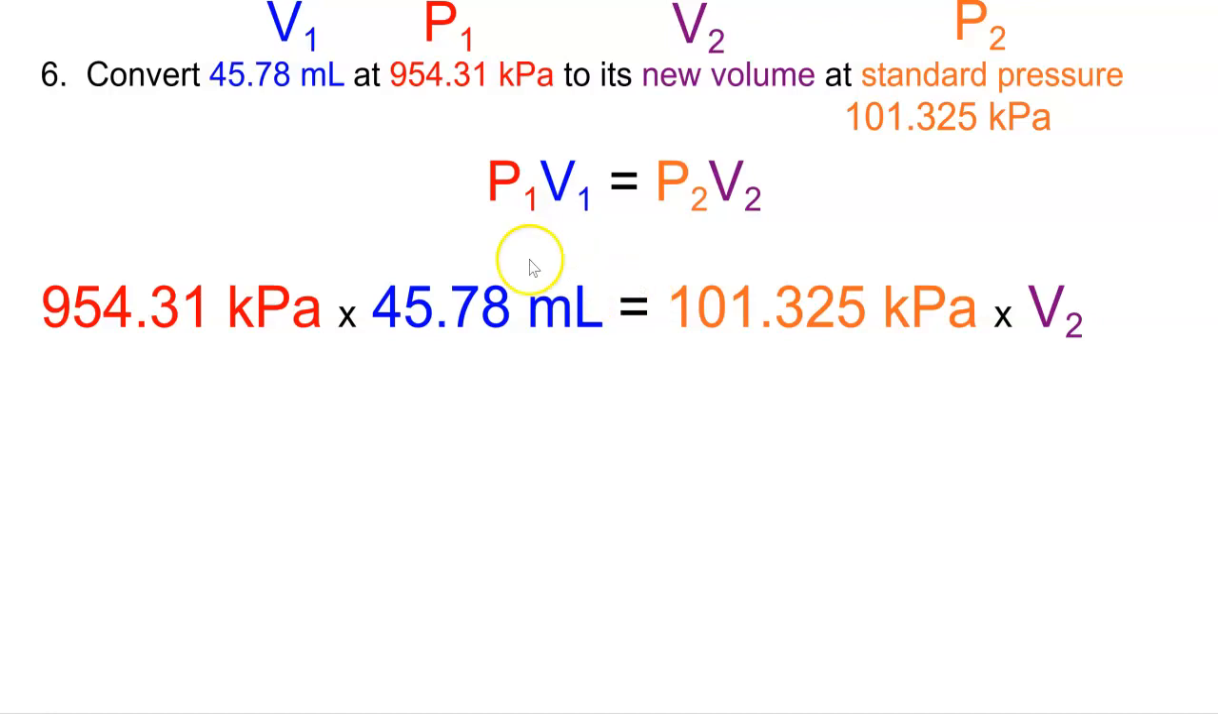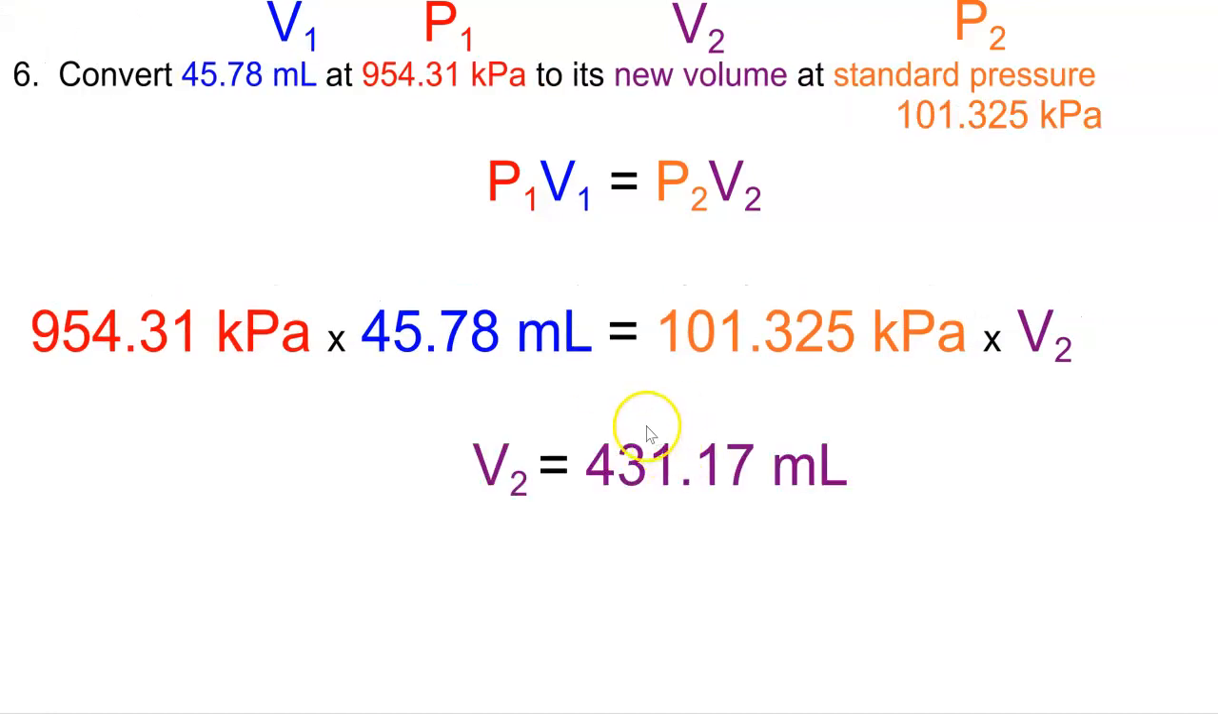Just like last problem, in this same kind of situation, because we're solving for the same variable, we're going to multiply these 2 numbers on the left and divide by this number on the right. So we're going to take 954.31 times 45.78, and then we're going to hit equals, and then we're going to divide by 101.325. When we do that, the units of kPa will cancel, leaving us only units of milliliters. So we know we're done because we have the correct unit, and we just have to do it correctly on our calculators.